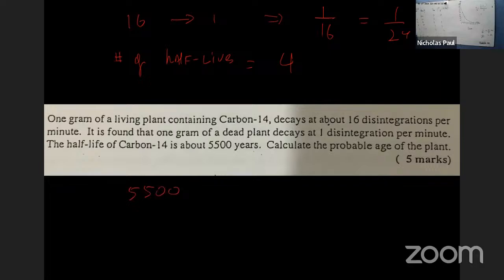So what do you do now? It will be multiplied by 4. That's about 22,000. So the plant is 22,000 years old. And this is the way carbon dating works, right?